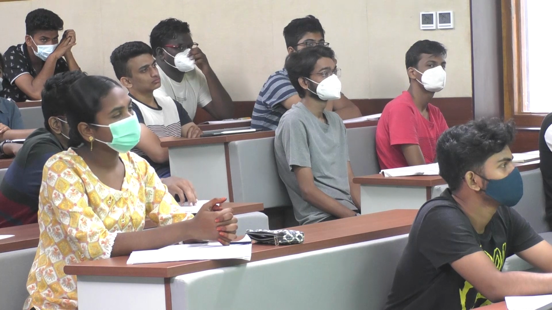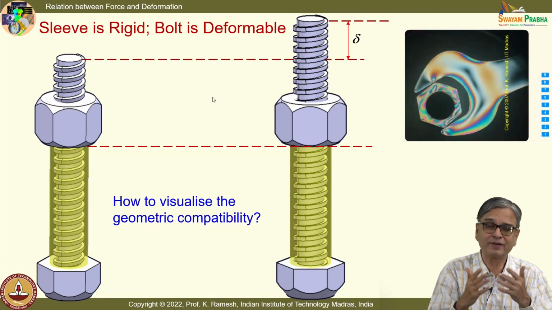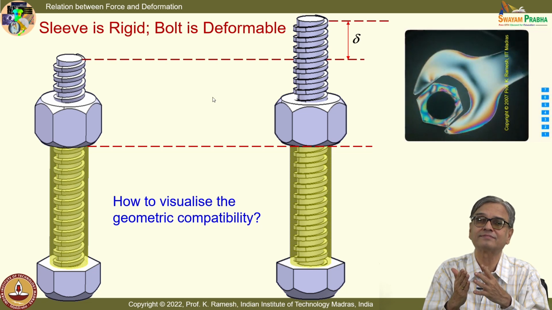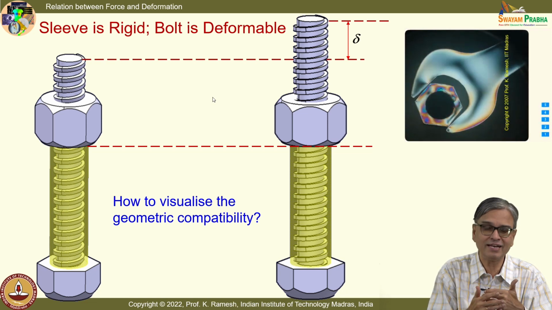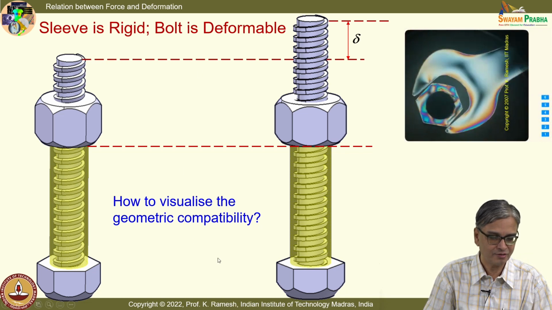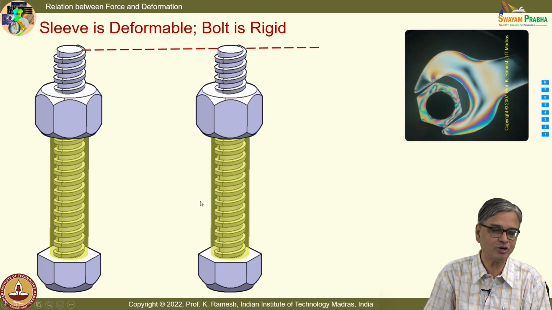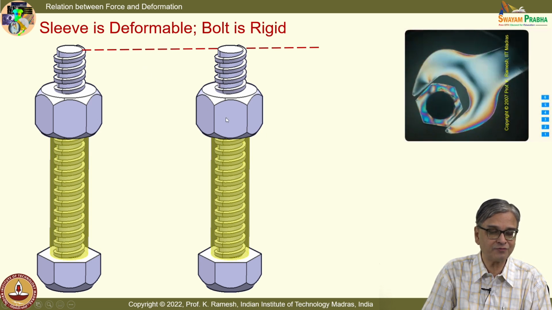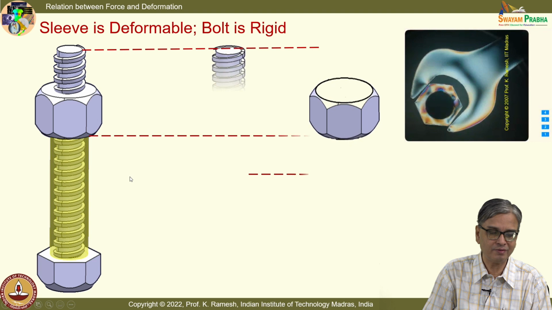Because something has to give, because the nut has travelled a distance delta. From where has it travelled the distance delta? If the sleeve is rigid, it can travel only if the bolt is elongated in the process. Is the idea clear? Now, we will do the reverse of it. We will make the sleeve deformable and the bolt rigid. Okay. So, sleeve is deformable, bolt is rigid. So, here what you will see, here again, sleeve is deformable means when I rotate it, the nut would have moved down, fine. So, we will visualize that.